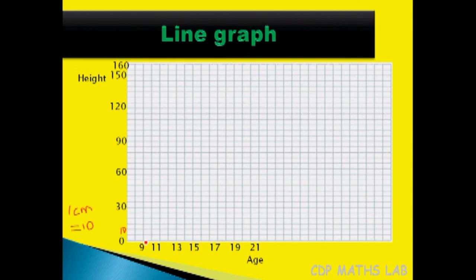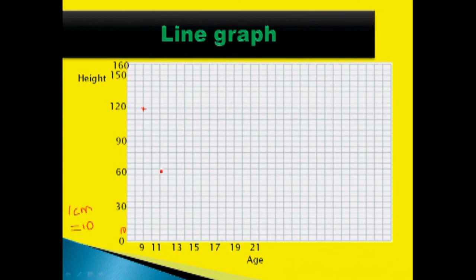When she was 9, she was actually 120 centimeters. So this is where 9 is, along this line right here. So if you follow my pointer, I'm going all the way up this line here, and then I'm going to meet where 120 is, which is right here. So right here is where I place my first point. Good?